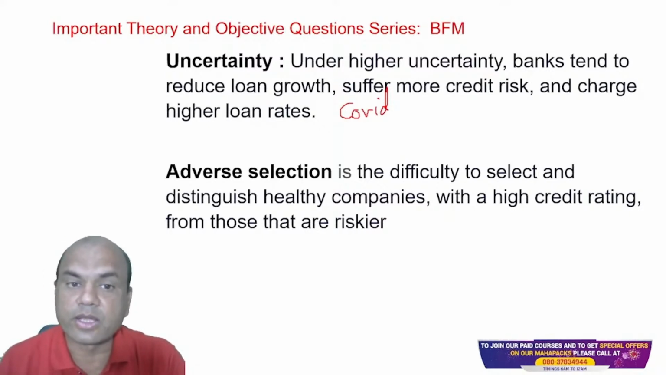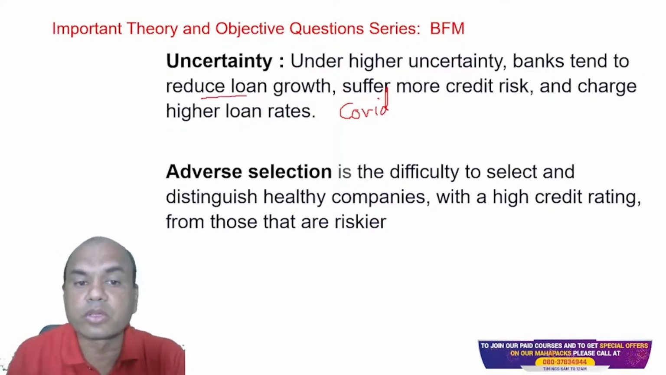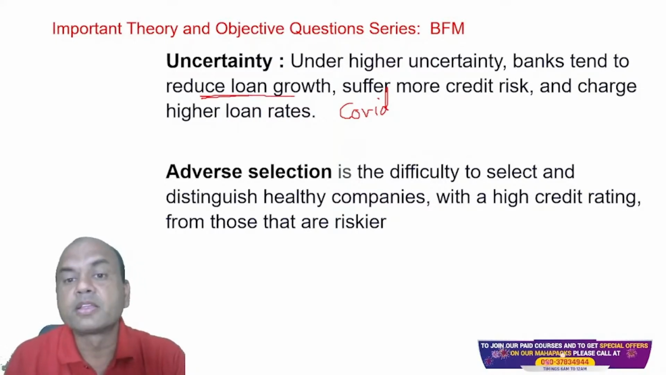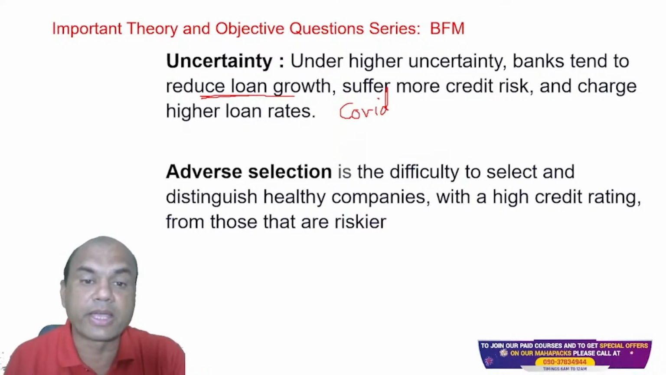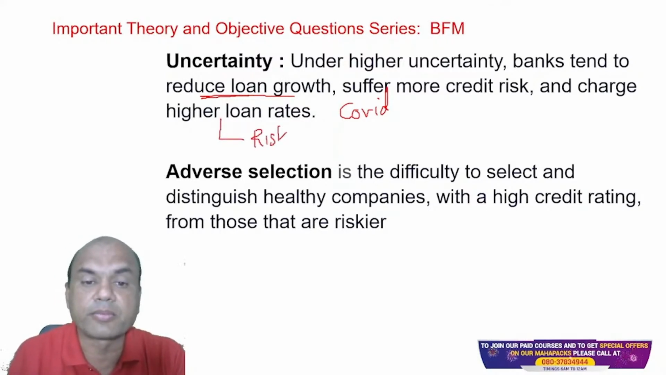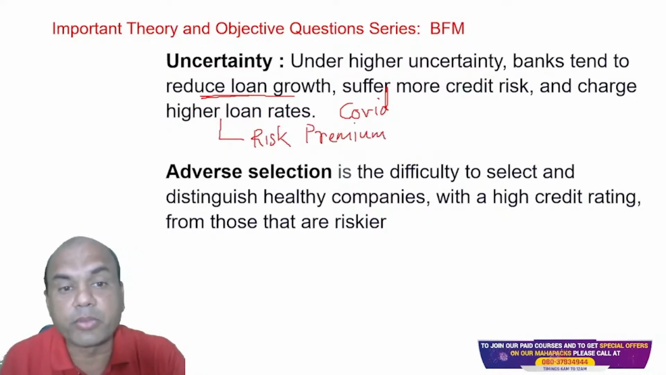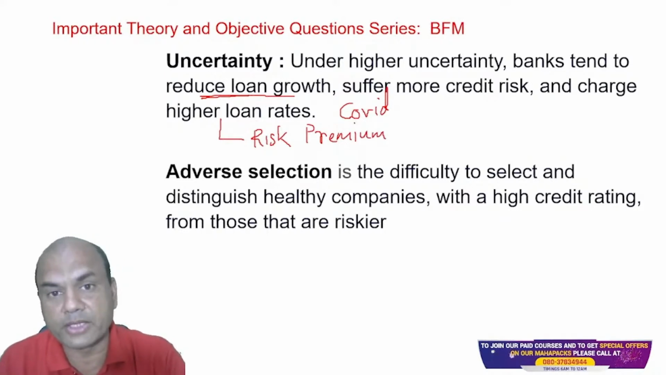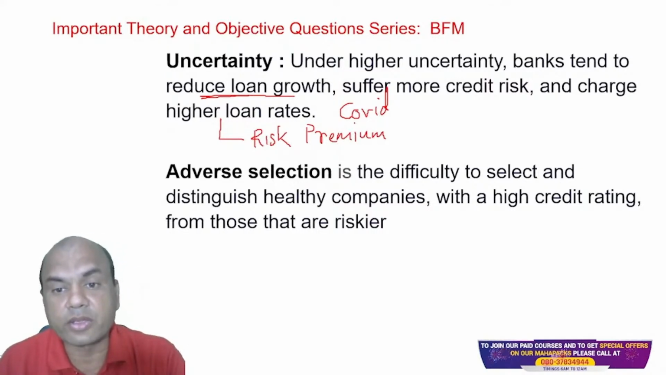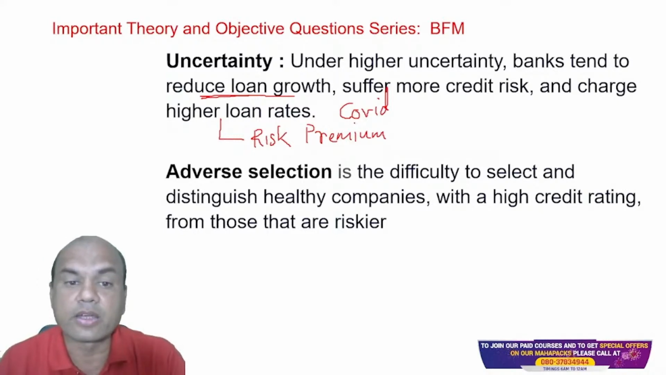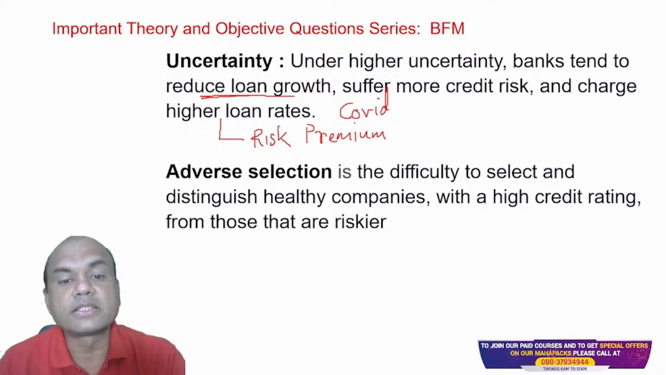Under such situations, what happens? Banks tend to reduce their loan growth. They suffer more credit risk, because there were huge NPAs during that COVID situation, and charge higher loan interest. Higher loan interest is called the risk premium. So this is an important term under uncertainty. What happens to the banks during the uncertainty period? Reduce the loan growth. Second, suffer more credit risk, higher credit risk, and higher rate of interest. Got it?